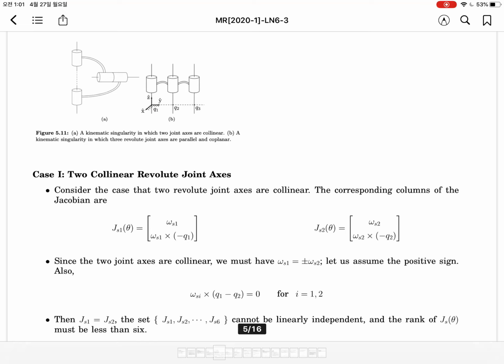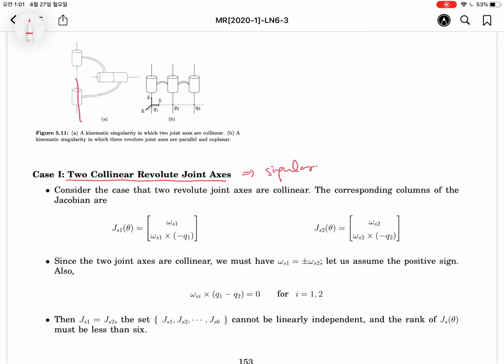Okay, we will talk about the five cases of singularity. The first one: two collinear revolute joint axes will be singular. Okay, the first axis and the third axis, these two joint axes are aligned to each other. At that time, the omega S1 and omega S2, these directions are the same vectors, the same one.